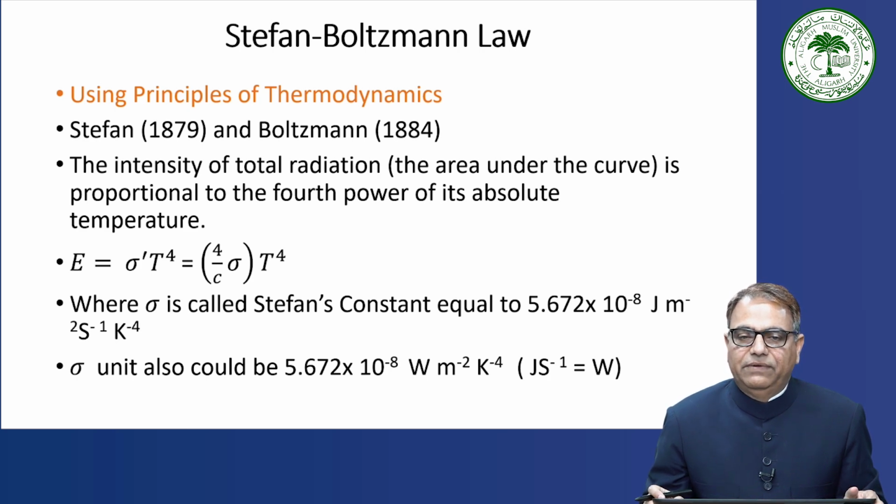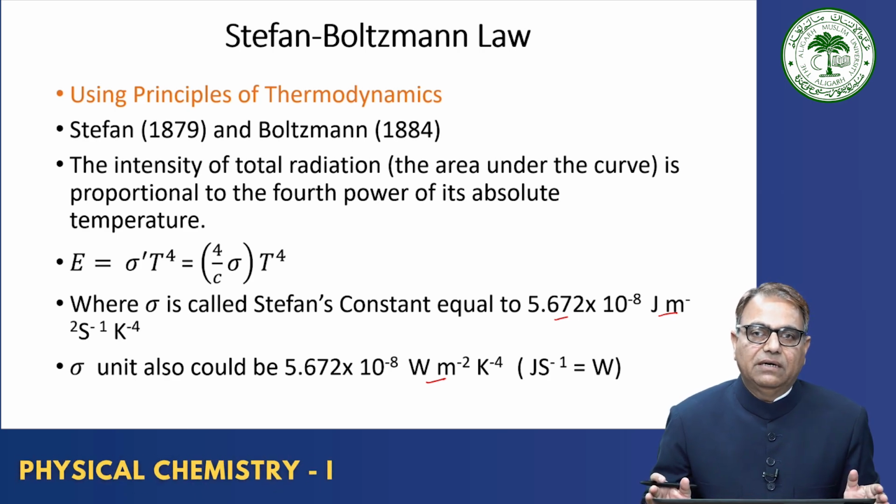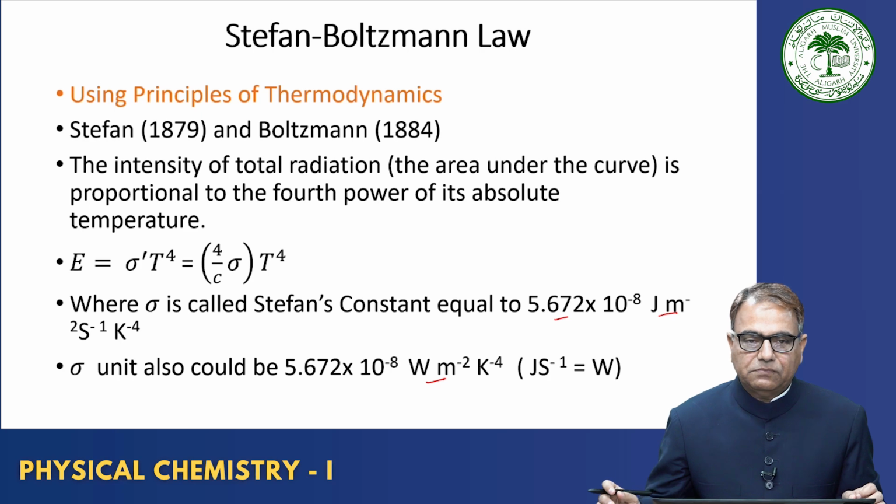We can change the unit. Joule per second is the watt, so you can write either this unit or that unit. Both units are valid. So Stefan-Boltzmann tried to explain based on the principles of thermodynamics, which is a classical concept, not a quantum mechanical concept, where we deal with macroscopic systems and the first law, second law, and all those laws of thermodynamics. This was an attempt to explain blackbody radiation, which failed miserably.